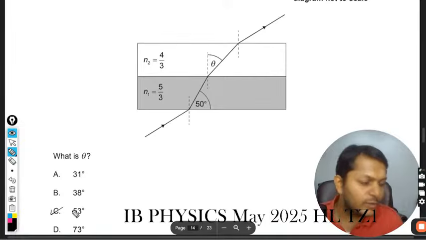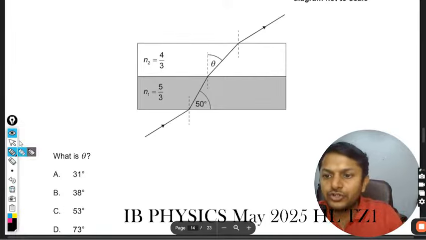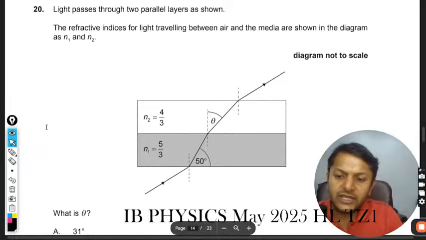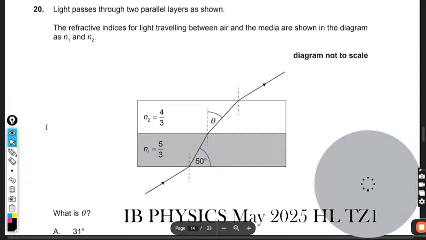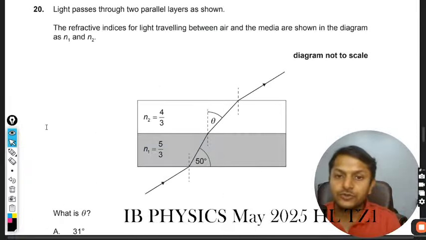So this is how we do this question. This is question number 20, and we can even verify the answer. Yes, the answer is C. So this is how we do this question.